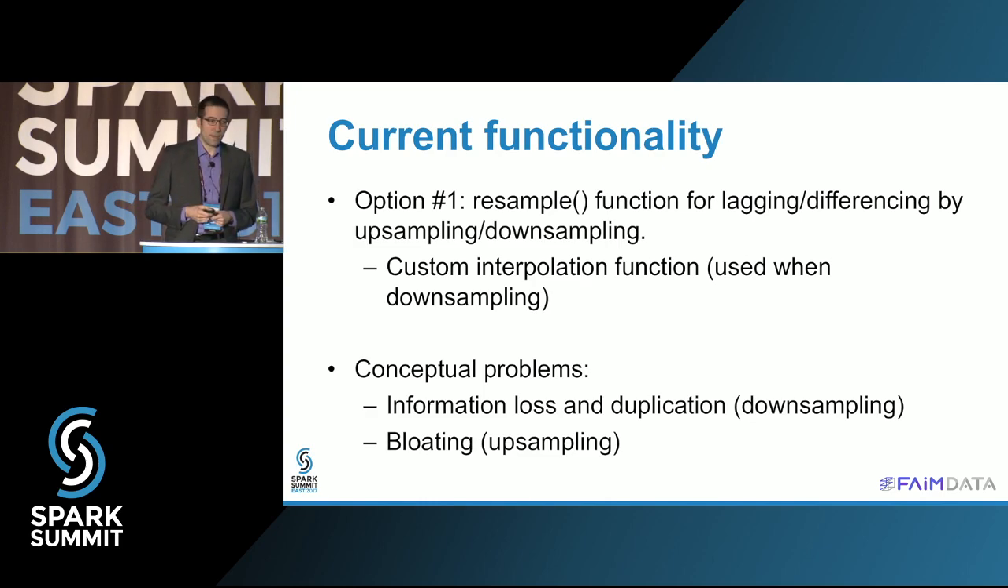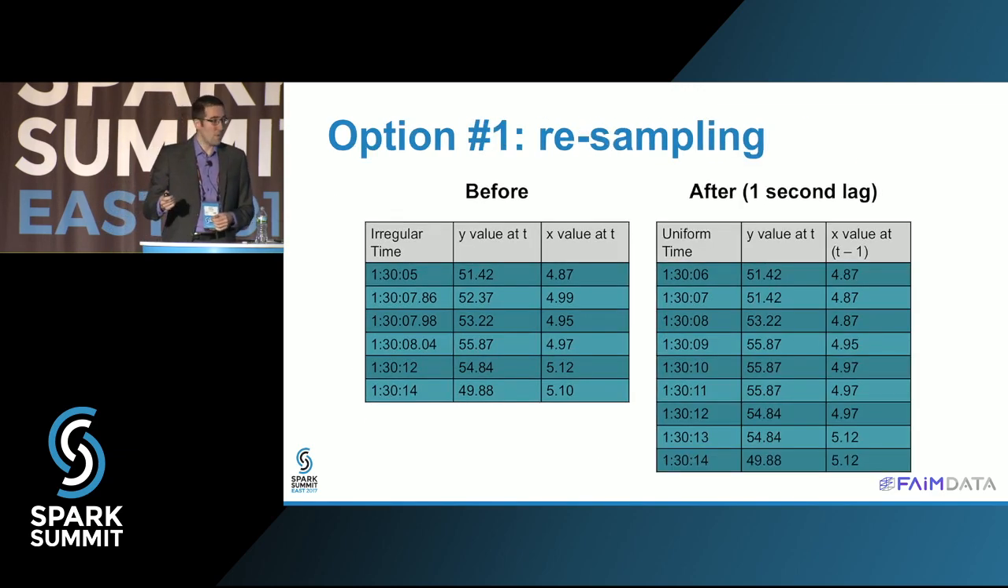And the problem is that when downsampling occurs, there might be information loss. And where upsampling occurs, there might be duplication of values. And I will show that both of these situations occur in this first example here. If we look at the value at 1 hour, 30 minutes, and 7.86 seconds, the second one from the top, the Y value is 52.37. But in our uniform resampled data set, that value has completely disappeared as a result of the resampling process. So in other words, we just lost a data point, which is not so good for statistical analysis.